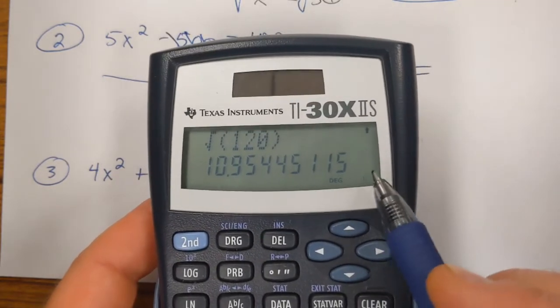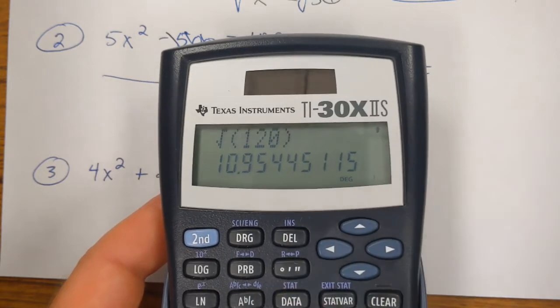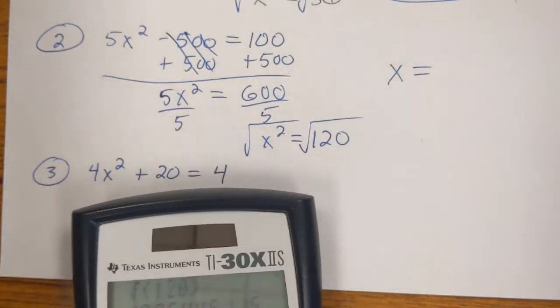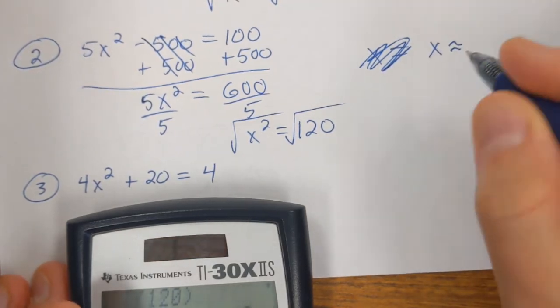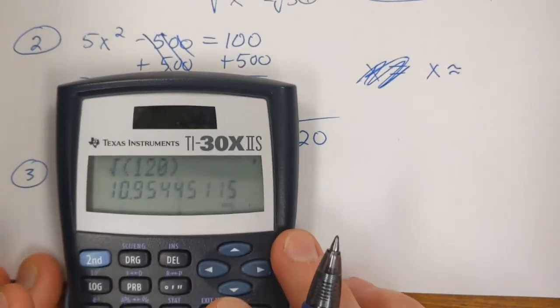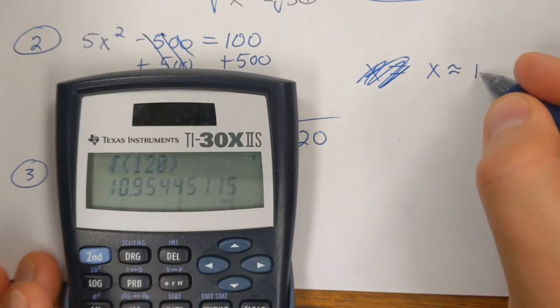10.954, this is an irrational number. This is the type of number we just learned about in the last lesson. Now what we can do, we're going to actually round this here. What I'm going to tell you to do on irrational numbers, just to make life easy, is round to 3 decimal places. That's called the nearest thousandth.